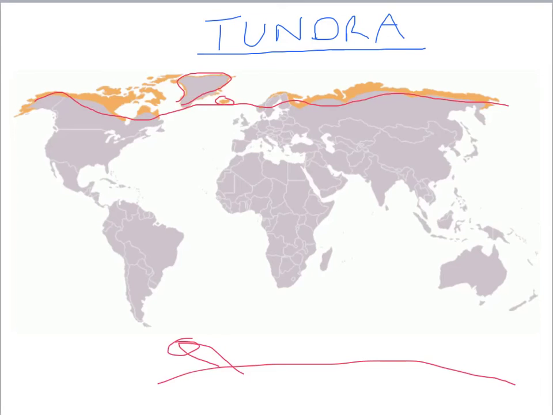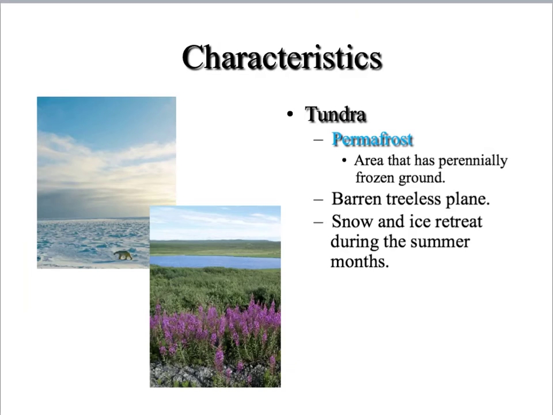And the tundra is very closely linked to our polar regions, as I've mentioned. It's an area where we have what's called permafrost. And permafrost is ground that is permanently frozen for more than 2 consecutive winters. The tundra is characterised by this permafrost. It's a barren, treeless plain, so we only get low shrubs and mosses and lichens growing. The snow and the ice retreat during the summer months, so there is some melting of the top layers of soil, and that results in waterlogging and the formation of lakes and bogs in this biome.